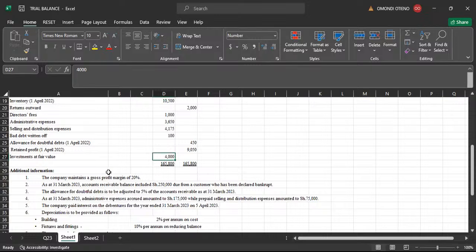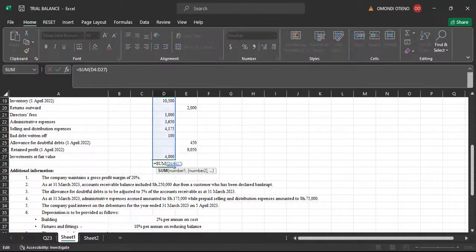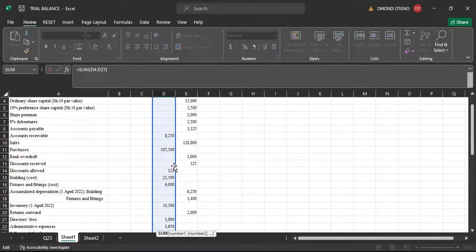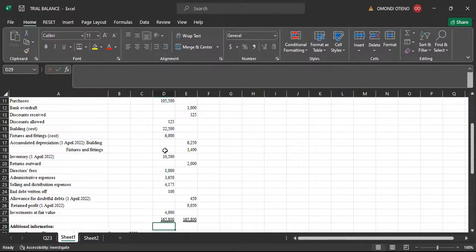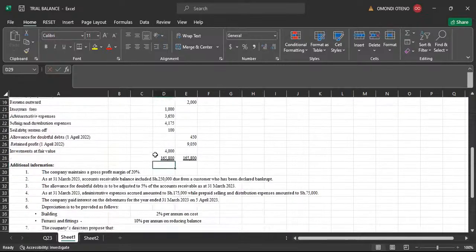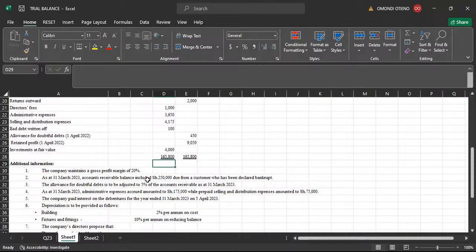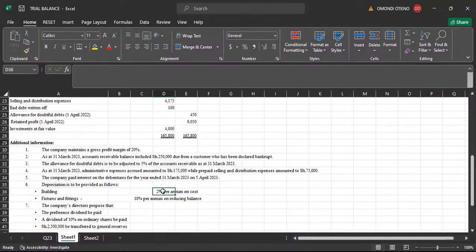Then we now look at the additional information. So the first thing that you need to do is your trial balance balancing. That's the first thing. If you're not given this total, you have to confirm. So when you talk about fair value, if you look at the fixed assets, we are given the depreciation rates or the depreciation amount as in the other question.